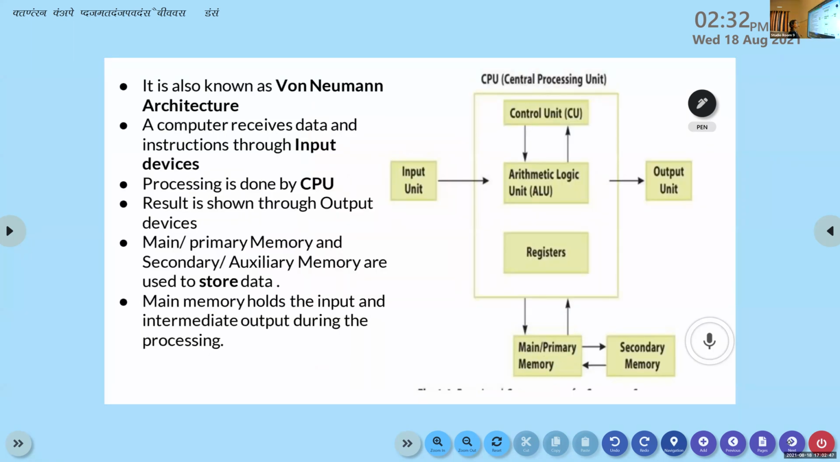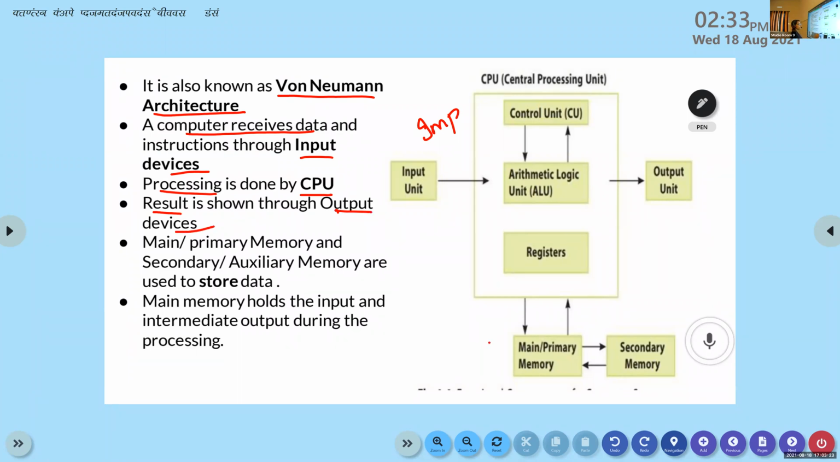This diagram is also known as von Neumann architecture. Please do learn this because this is important. In this, we get to know that computer receives data using input devices. You are familiar with different types of input devices. And who does the processing? CPU. CPU stands for Central Processing Unit. And we will get the result with the help of output devices.